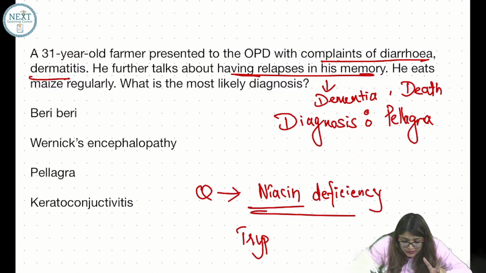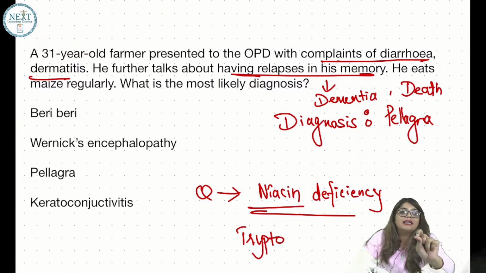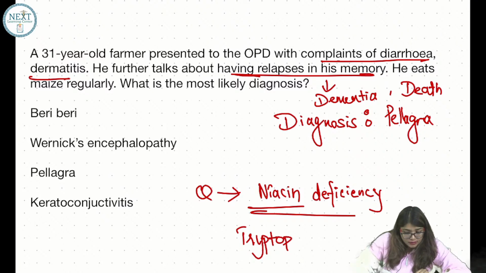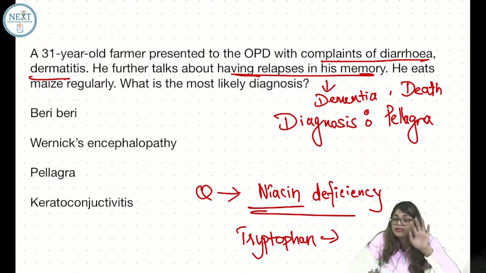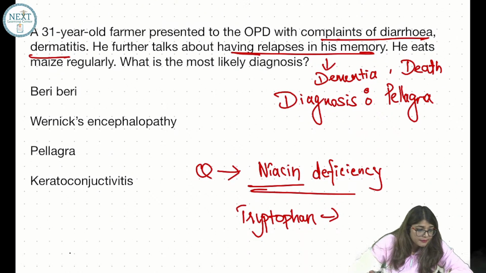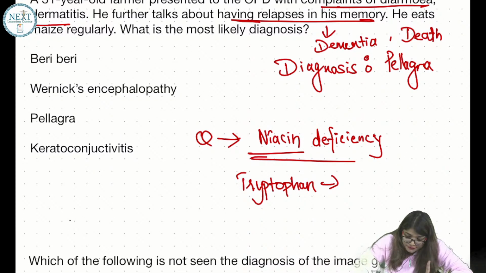Now tell me 2 diseases associated with pellagra-like symptoms. Tryptophan. And what does it give you? Does it give you only niacin? It gives you melatonin. It gives you serotonin.